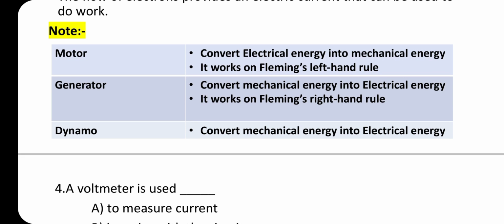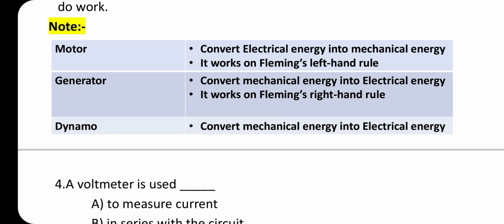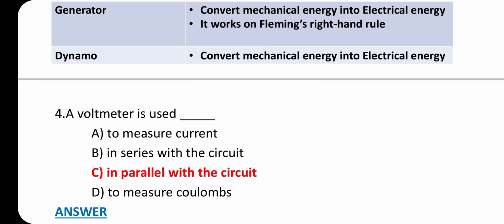Note: motor converts electrical energy to mechanical energy. It works on Fleming's left-hand rule. Generator converts mechanical energy into electrical energy. It works on Fleming's right-hand rule. Dynamo converts mechanical energy to electrical energy.